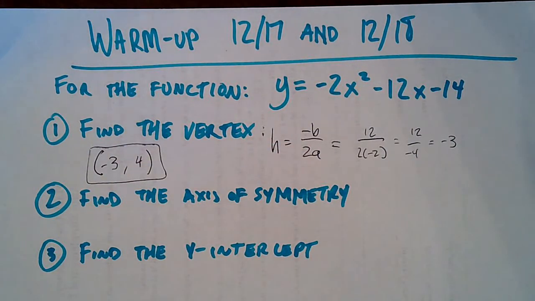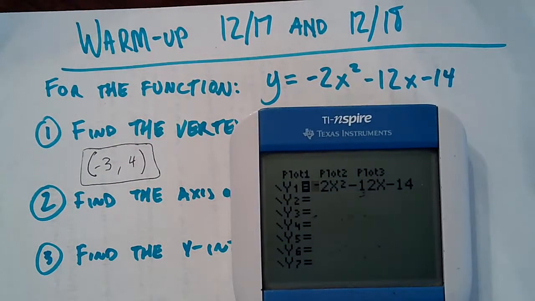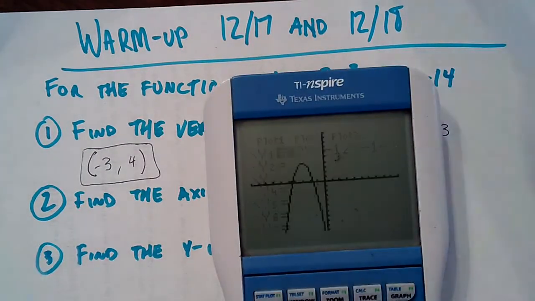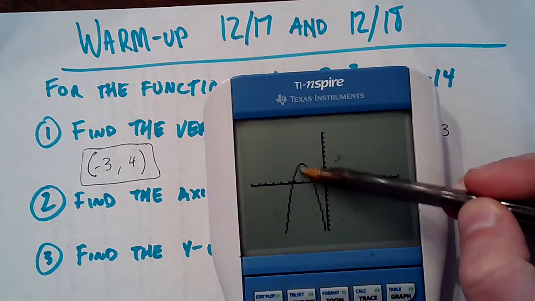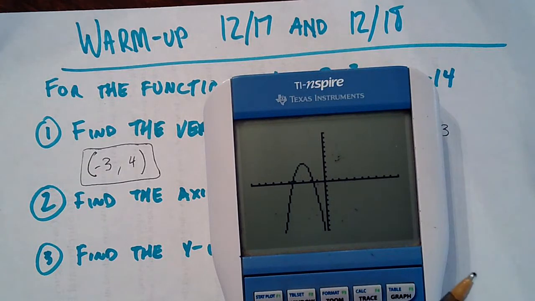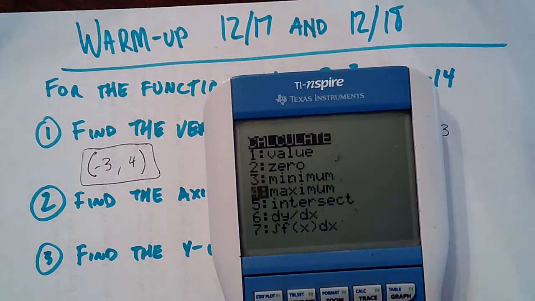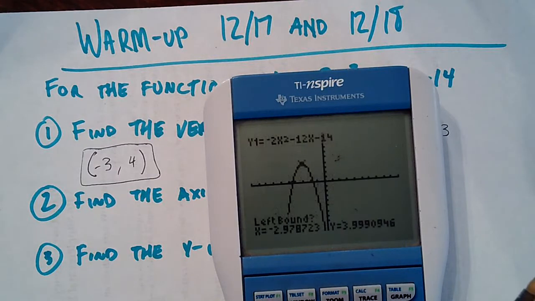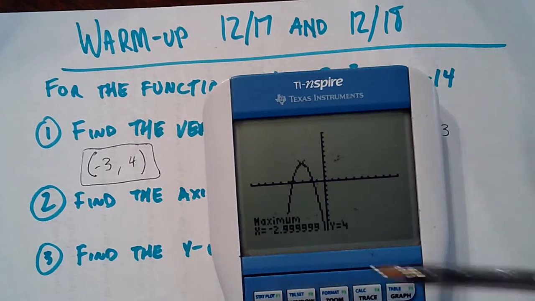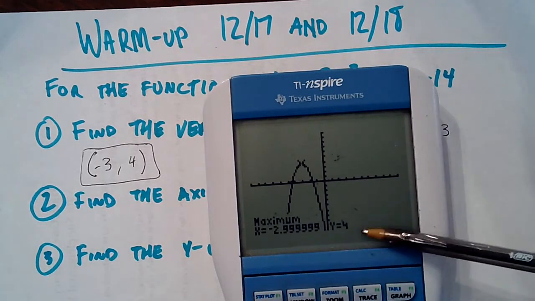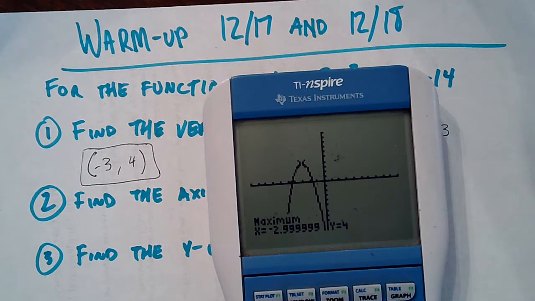Now you can also graph this. If you're using a calculator like Desmos, you put it in, press graph, and you can see that coordinate. So yeah, negative 3, 4 definitely looks correct. You can also click on here and say, okay, I want to find the maximum value. Then you can do your left bound, right bound, and guess, and get the same answer, negative 3 and 4. Okay, so a couple ways of doing that.